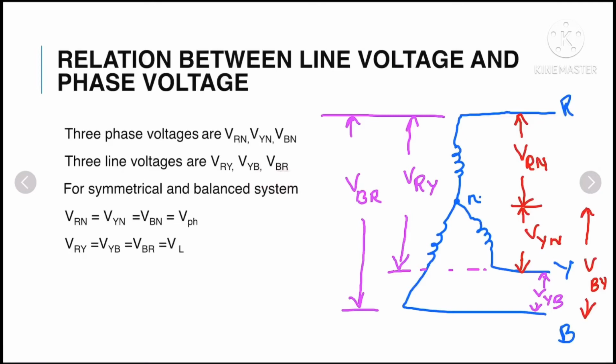Same value means phase voltages will have the same values and line voltages will have the same values, but phase voltage and line voltage will have different values. This is very important to understand. So these are your phase voltages and these are your line voltages, and we have represented phase voltage by VPH and line voltage by VL. Now we will move to the derivation.